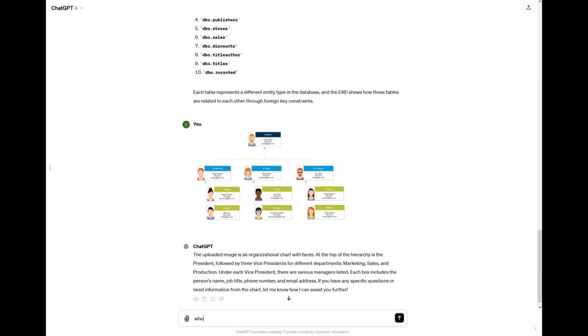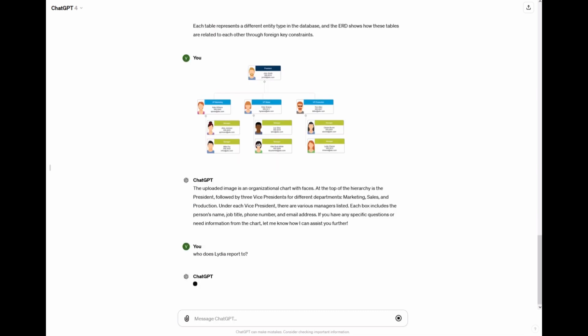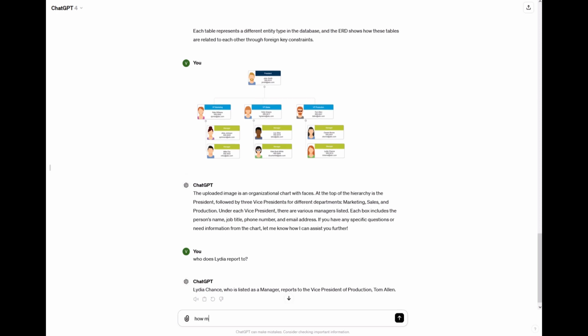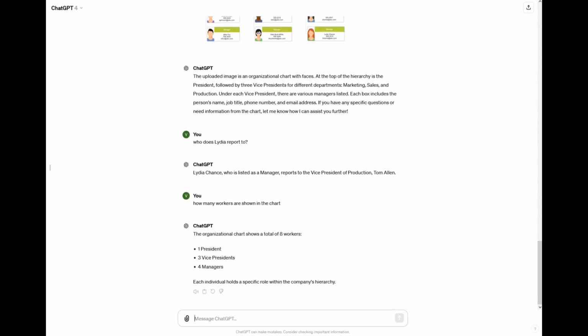Okay, ChatGPT knows the image is an organization chart. Let's see if it gets the reporting relationships right by asking who Lydia Chance's manager is. Whoa. ChatGPT can tell us about the relationship. Yes, Lydia Chance reports to Tom Allen. Let's ask ChatGPT if it knows the number of workers in this organization. Yes, there are 8 people in this organization according to the chart.